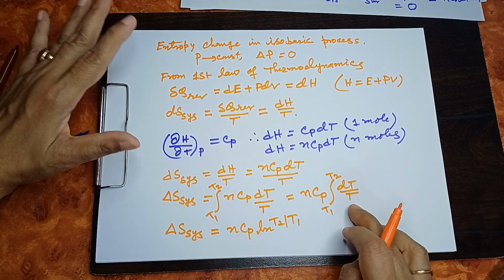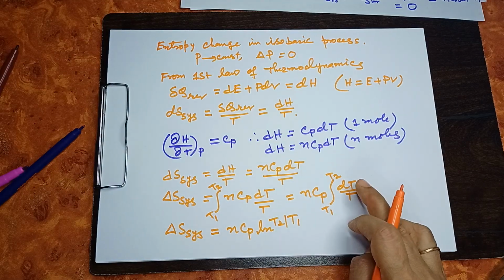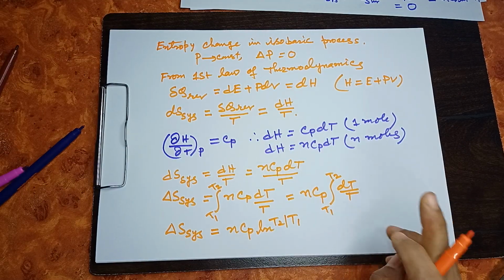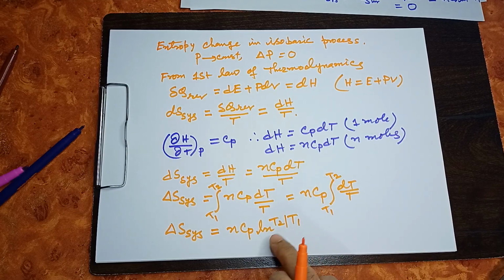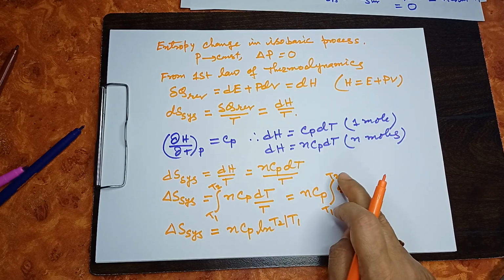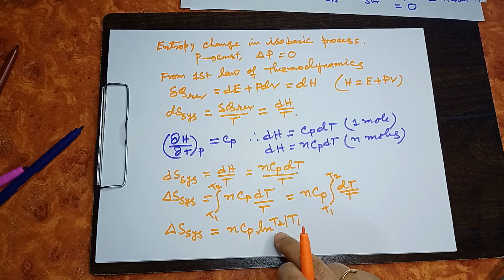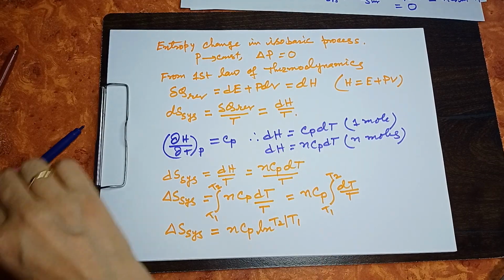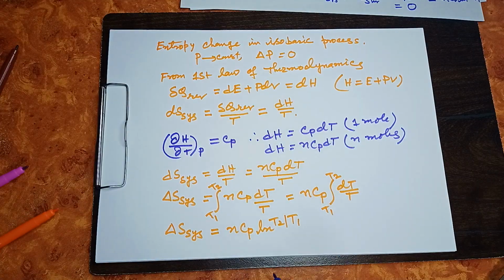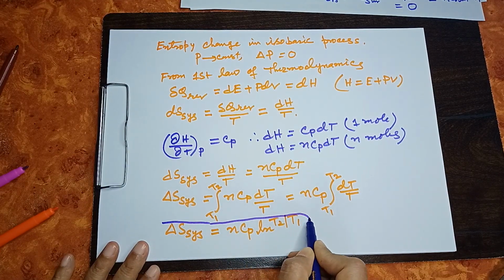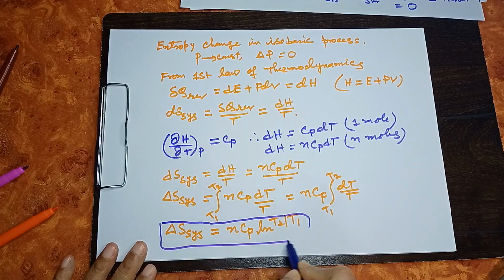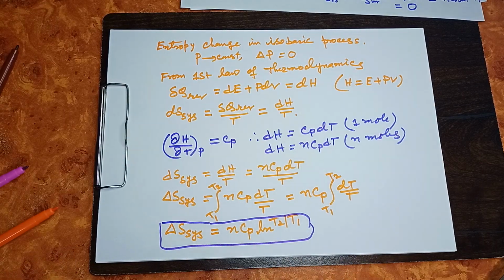Hope you have understood this one, because the integration of 1 by T dT is ln T, log base e, that is ln of the upper limit minus ln of the lower limit, that means ln T2 minus ln T1, so ln T2 by T1. So this is the entropy change of the system in the isobaric process. I have derived this one.